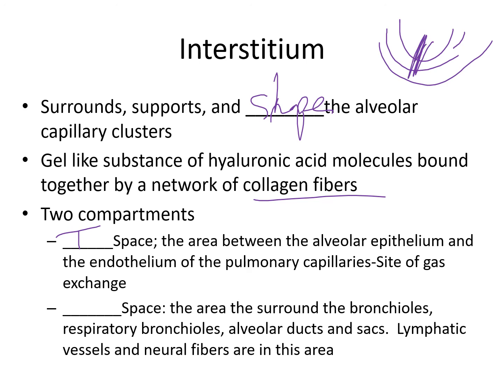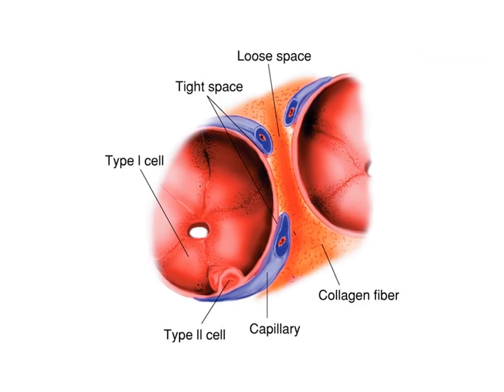So if I ask you which one is the site of gas exchange, you would say it's the tight space, where the alveoli and the capillary are together. They're spooning, right? They're exchanging gas. And then you have your loose space. The loose space down here surrounds the bronchioles and duct sacs. It's more here where we have lymphatic tissue and neural fibers that control this area. So that lymph tissue becomes pretty important, as we'll start to see.